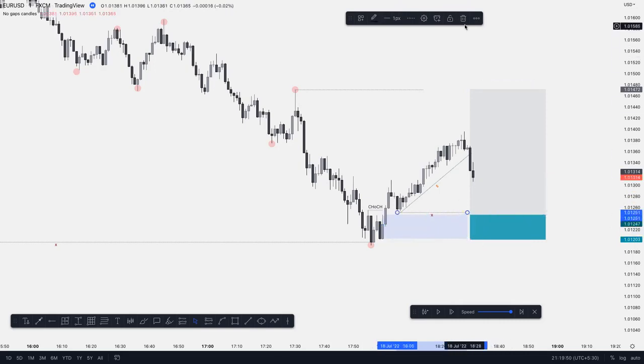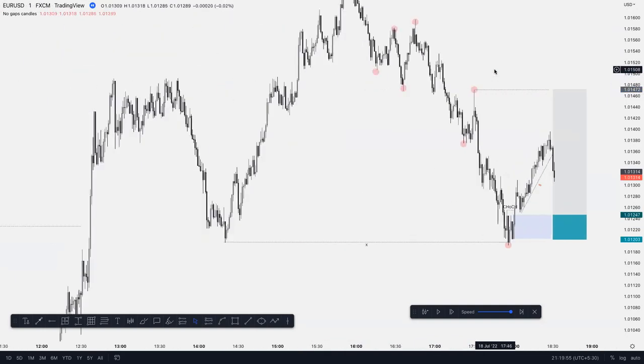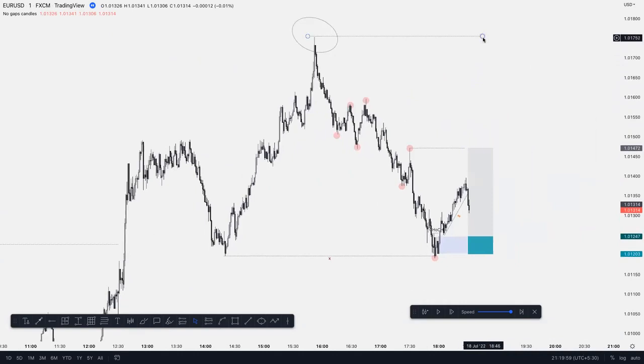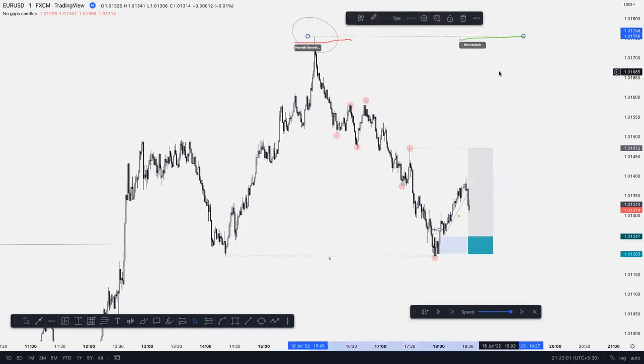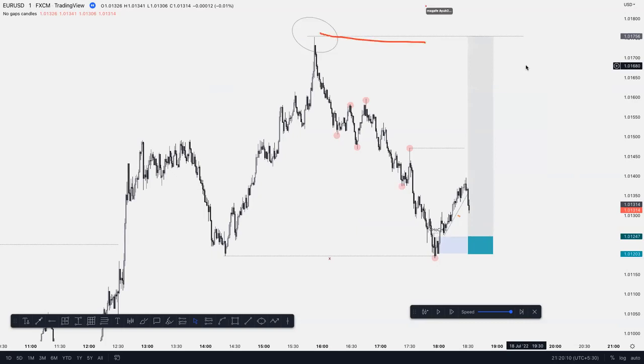Okay, and our first target is here, and our major target, where is our major target? Is here. Exactly. This is our 15-minute major structure, because we are trading with the major trend. Correct. So this is our major high.